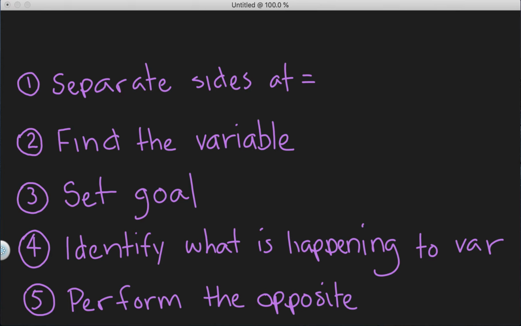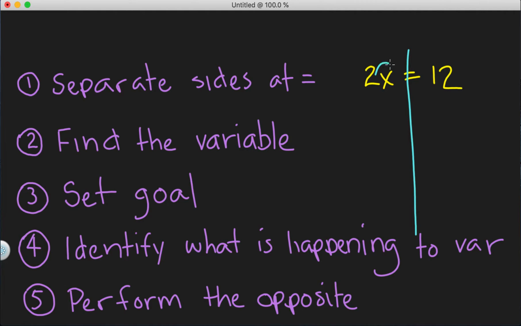So when we do one-step equations, we're going to go through these steps. If we look at an example here, 2 times x is equal to 12. What we're going to do is separate the sides. So we separate the sides at the equal sign.